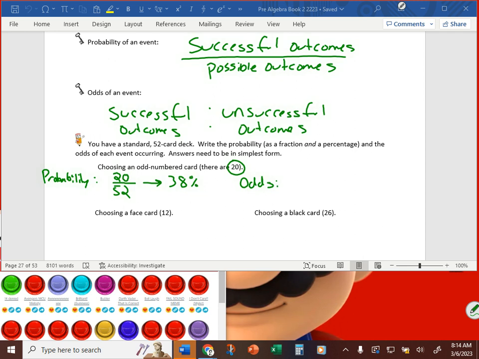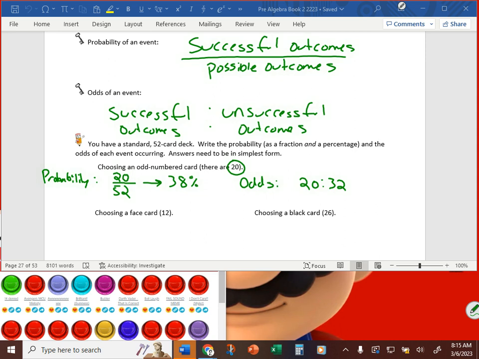The odds compare successful outcomes to unsuccessful outcomes. So successful outcomes, there are 20. How many unsuccessful outcomes are there? How many cards aren't odd? 32, right? So the odds of choosing an odd numbered card are 20 to 32.